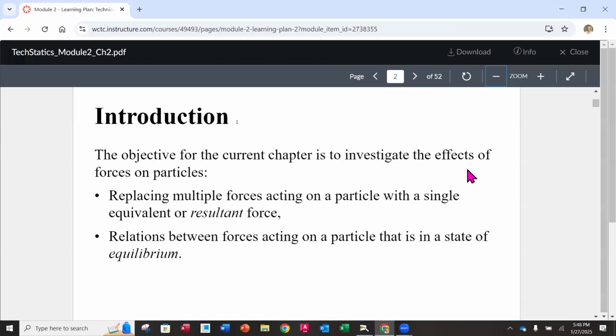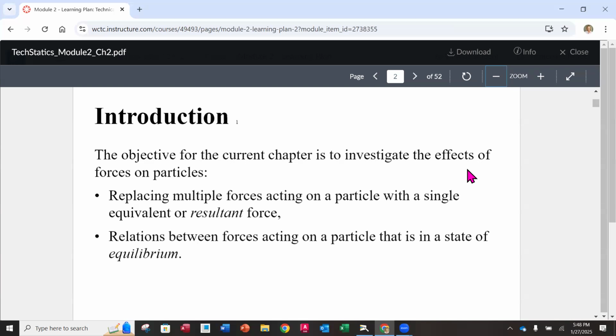So at the beginning here is our introduction. In this chapter, we are going to be looking at how we can replace multiple forces with one force, or what we call a resultant. And we're going to find out when we talk about forces and when we represent forces, not only in statics, but in all of your courses going forward.